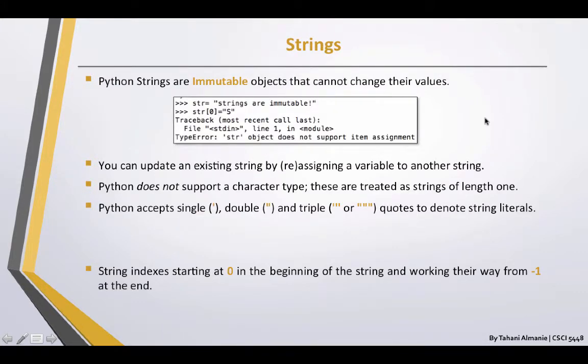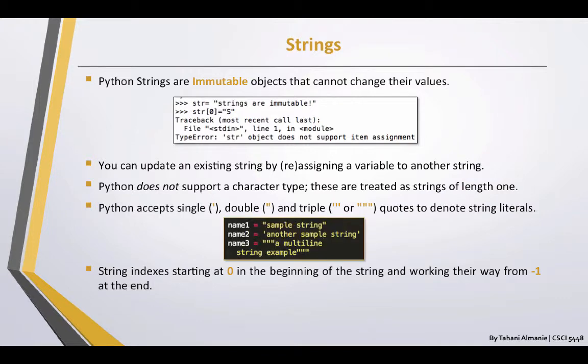Strings in Python, like numbers, are immutable objects, so they cannot change their values. For example, when you give str this string and try to change the first letter, that will give you a type error. Str object doesn't support item assignment. So what you can do to update an existing string is reassigning a variable to another string. There is no character type in Python. These are treated as strings of length 1.